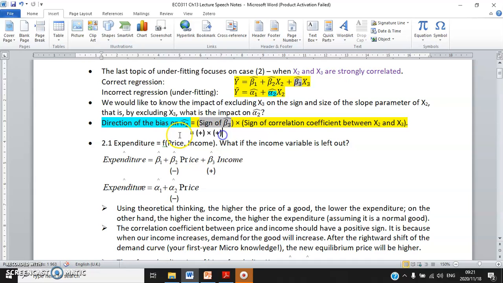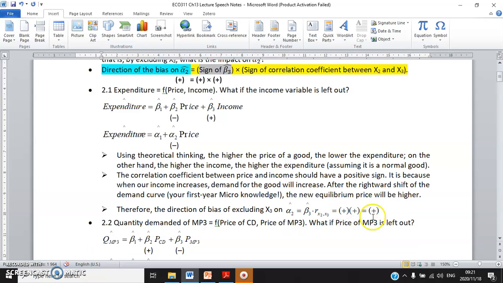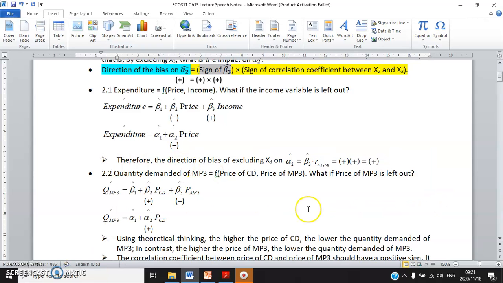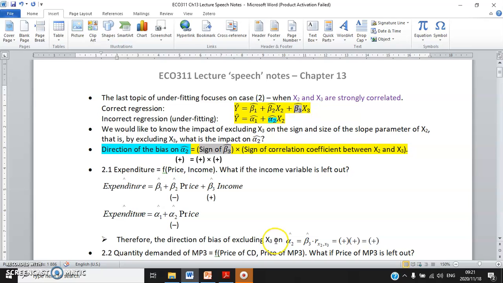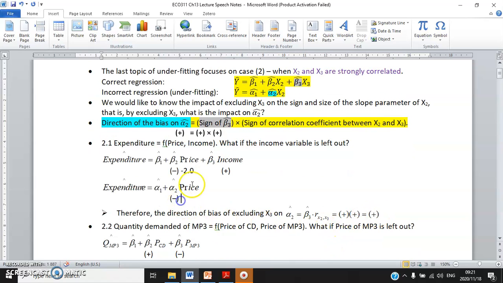Okay, then positive times positive. Wouldn't my answer be positive on the left-hand side? Okay, so this is my explanation. Therefore, the direction of bias of excluding x3 on this slope parameter would be positive times positive, so upward bias. Okay, so maybe I will give you a random mathematical example. Maybe in the right regression, your b2 hat, this slope parameter, would be minus 2. But then because of this upward bias by excluding income, it increased to maybe minus 1.5. It is still negative, but upward bias. Okay?